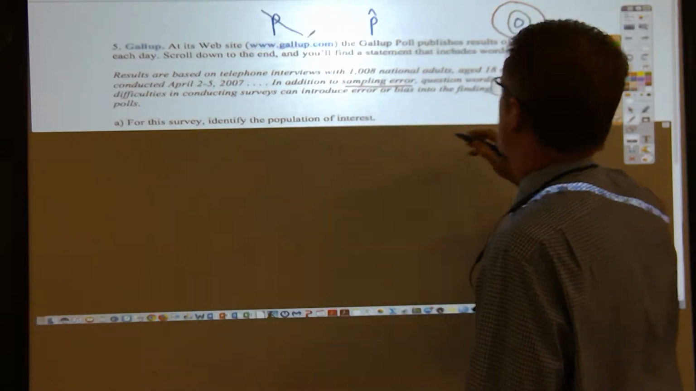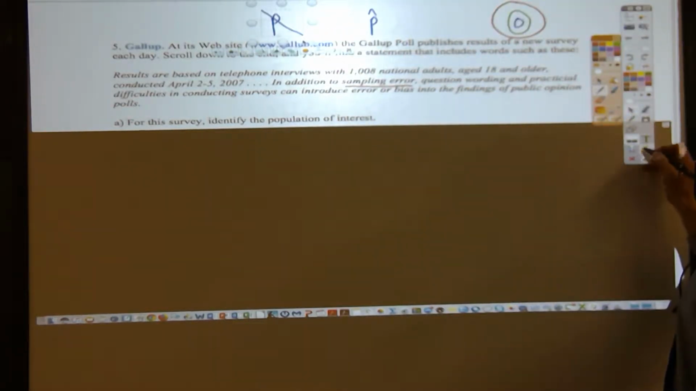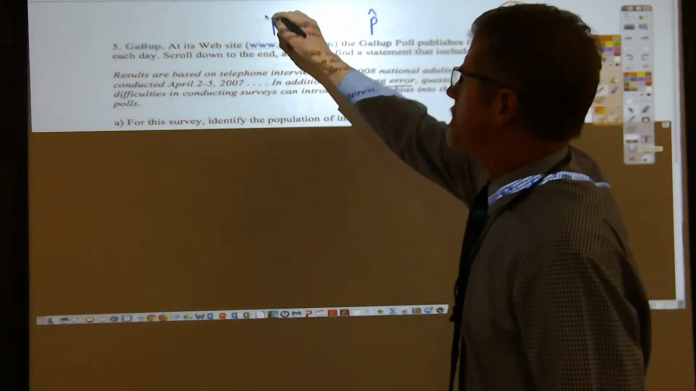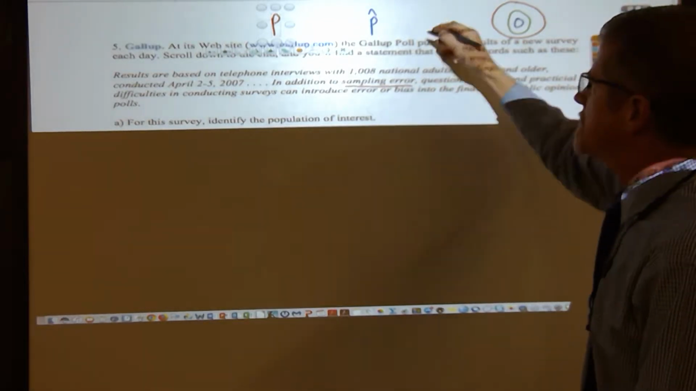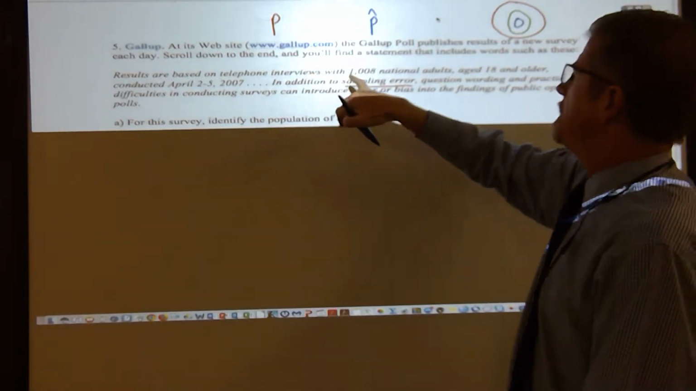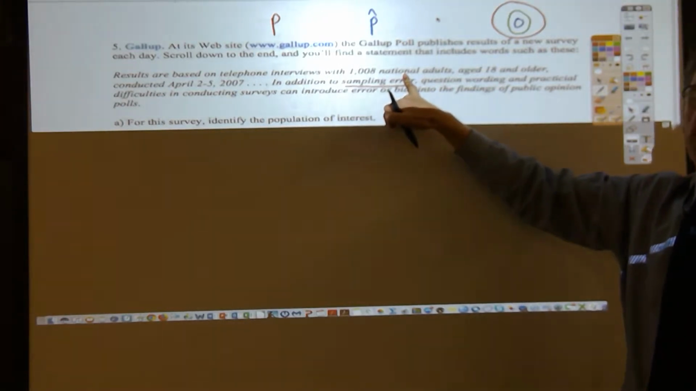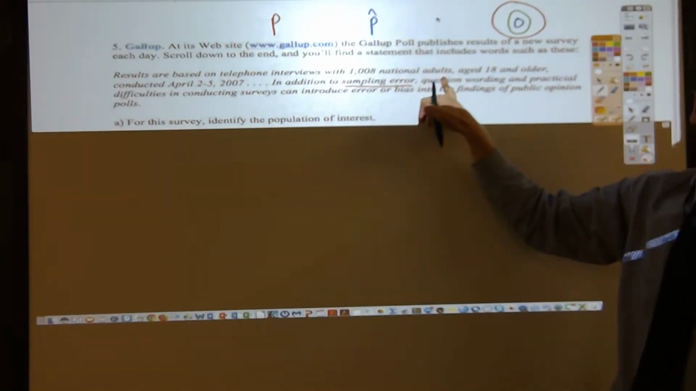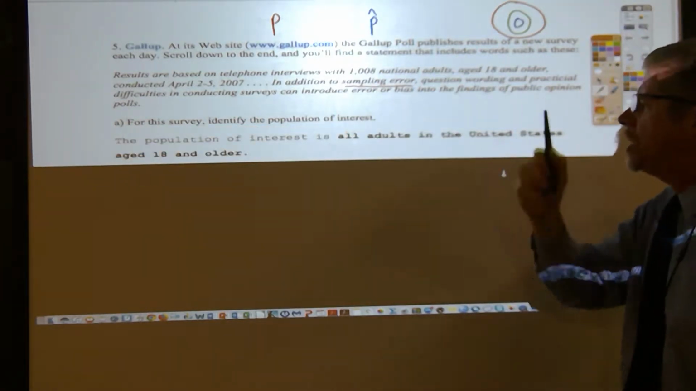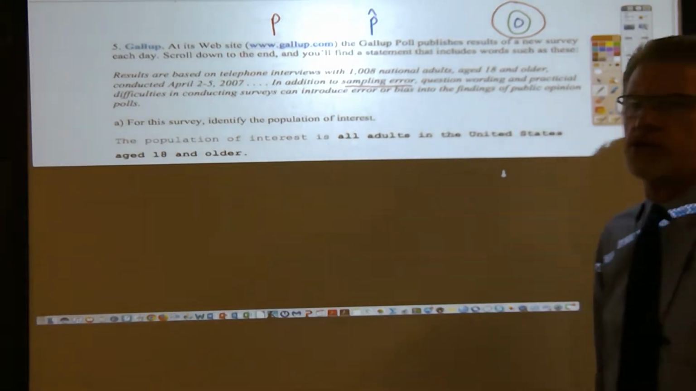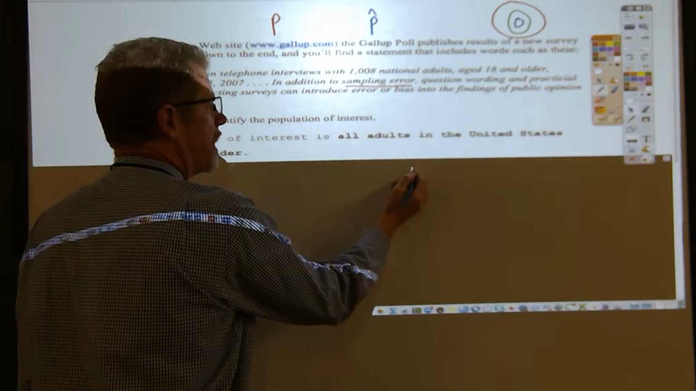So the blue P hat value, which comes from the sample, enables us to estimate something about the population. Well, the population of interest is indicated by the word national. It's not Wisconsin adults. It's not DuPage County adults. It's national adults. That's the indication that the population of interest is all adults in the United States, age 18 and older. So we want our sample to be representative of our population.